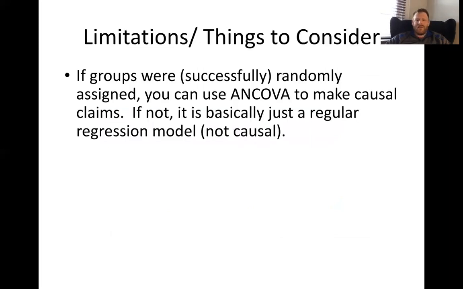All right, so a few things to consider in this kind of an approach. If you're able to successfully randomize to groups, you actually can use ANCOVA to make what we would call causal claims, right? Anytime you're able to randomly implement an intervention and it actually is successful and the randomization is successful, we typically can make claims that your intervention actually caused a change in beliefs or behavior or achievement or whatever it is you're measuring.